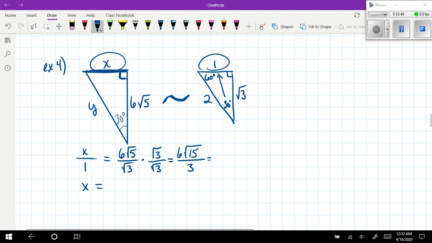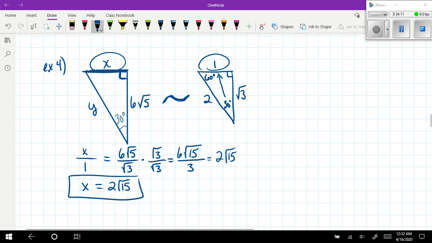Oh, now I can go even further. Look at this. I can divide inside to inside, outside to outside, but never inside to outside or outside to inside. So the 3 and the 6, they're both outside. I can go ahead and reduce those. 6 divided by 3 is 2. So this answer is just 2 root 15. Done.